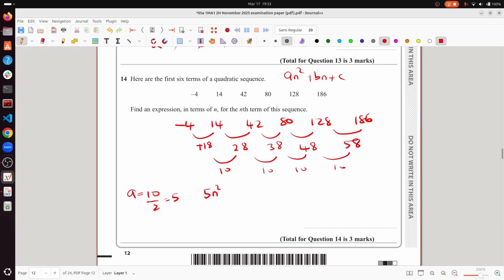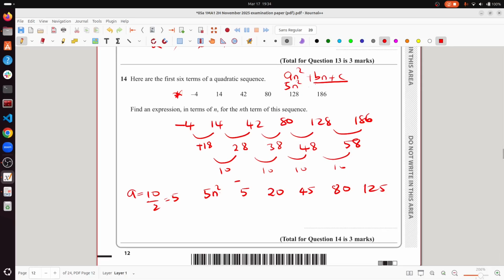which I can now list as a sequence. When n is 1, I'm going to have 5. When n is 2, I'm going to have 20. When n is 3, I'm going to have 45. When n is 4, I'm going to have 80. And I'm going to stop at 125. So this is for my 5n squared. If I compare this, there's a linear part. To find that linear part, I'm going to take away this quadratic part from the sequence that I was given, and that means I'll be left with a linear part.